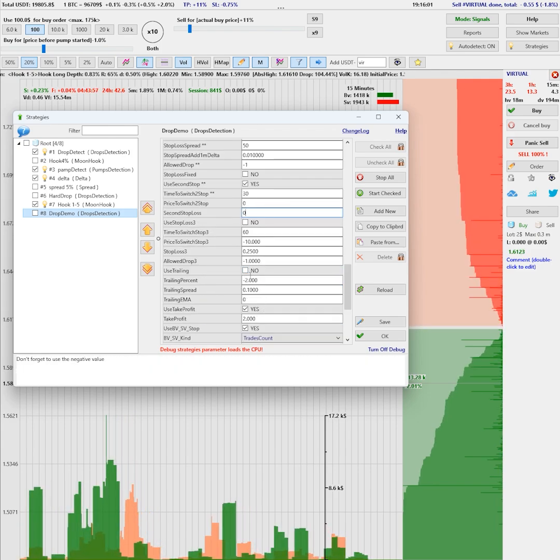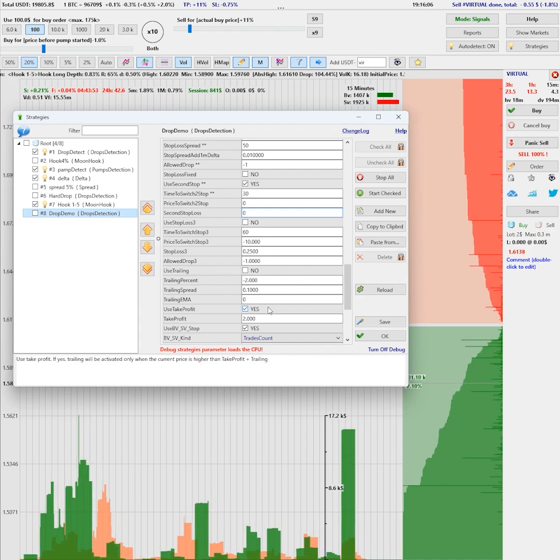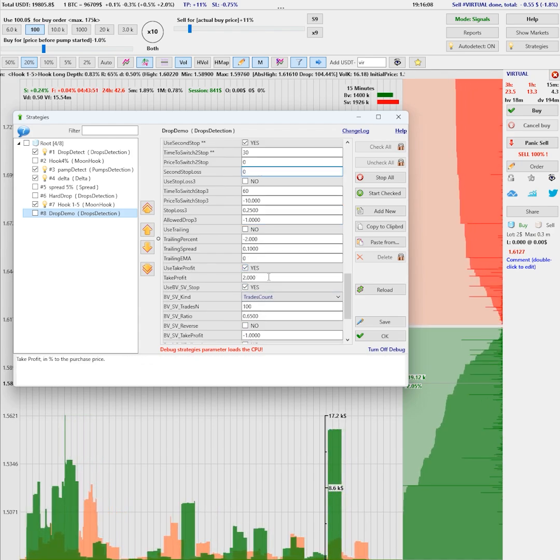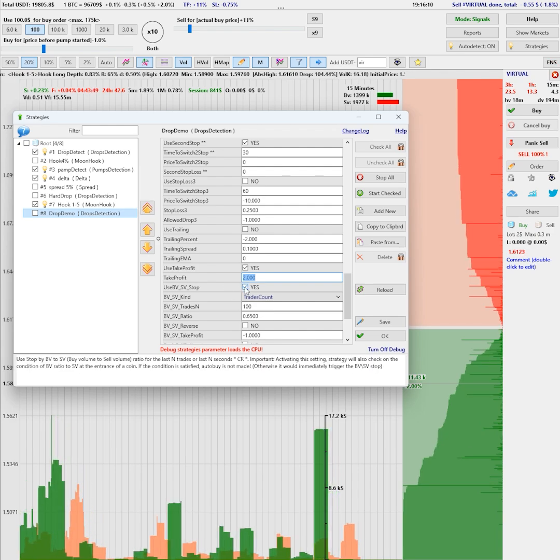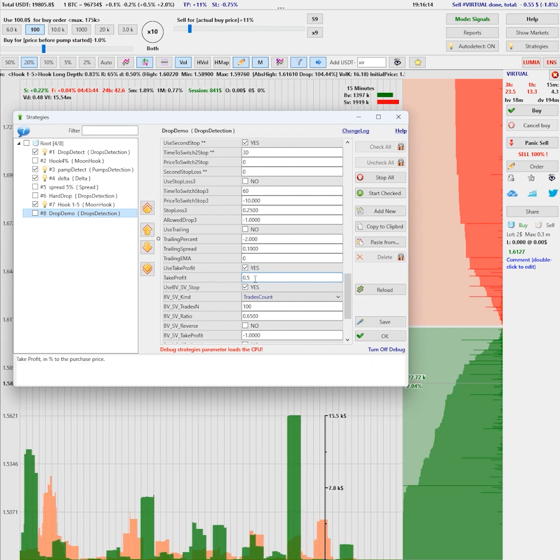We can also do trailing stop loss. That's also self-explanatory. I'm not going to use that, but you can if you want. Use take profit. So let's say that we are catching 1% moves, but we will take profit at 0.5.